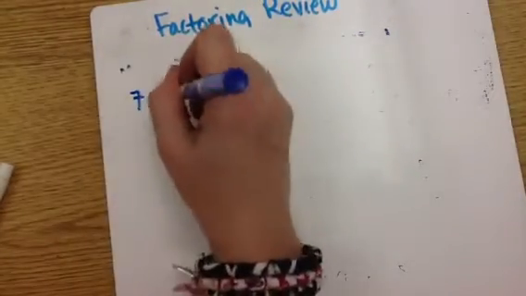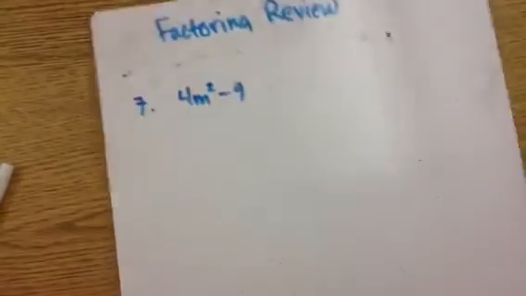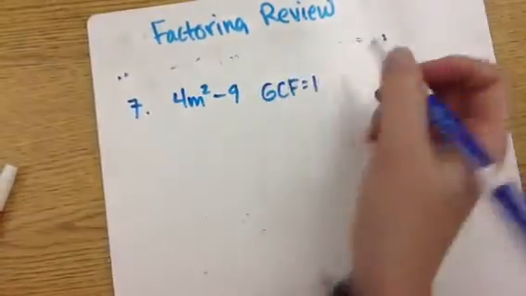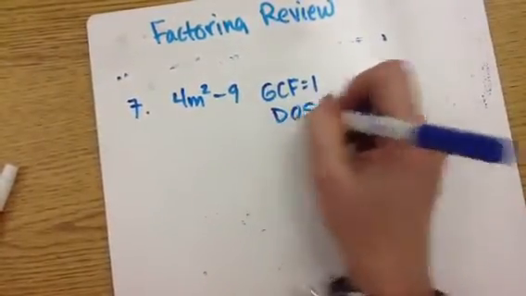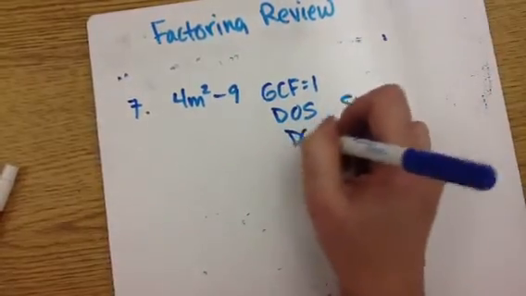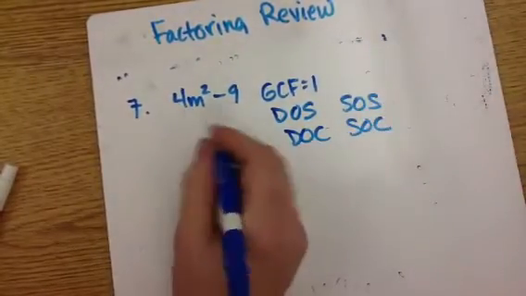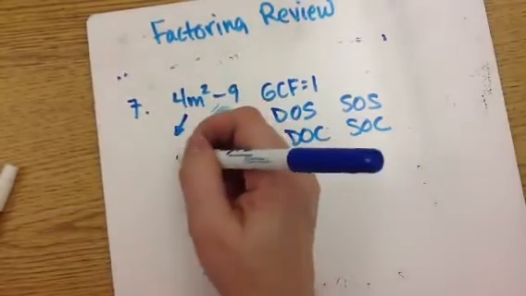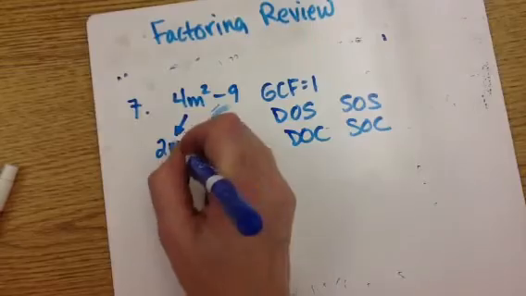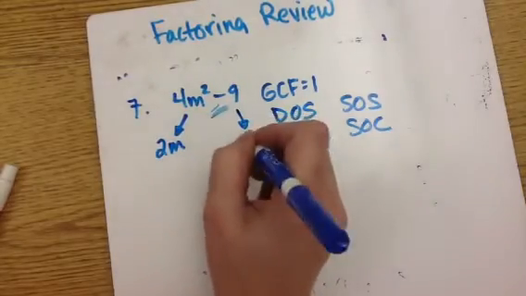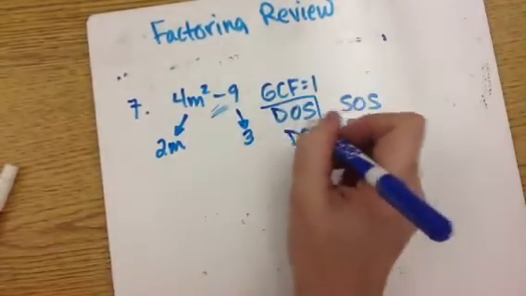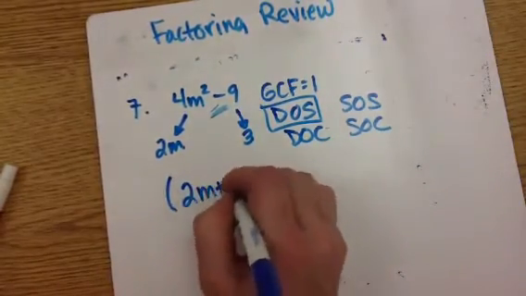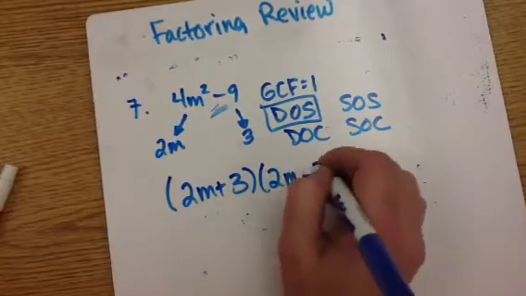Number 7, we have 4m squared minus 9. This has two terms. Greatest common factor is 1. With two terms, it either has to be difference of squares, sum of squares, difference of cubes, or sum of cubes. This is difference of two squares, so I look to see what times itself gives me 4m squared, and that is 2m, and what times itself gives me 9, and that is 3. So on difference of squares, this is going to factor into 2m plus 3 times 2m minus 3.